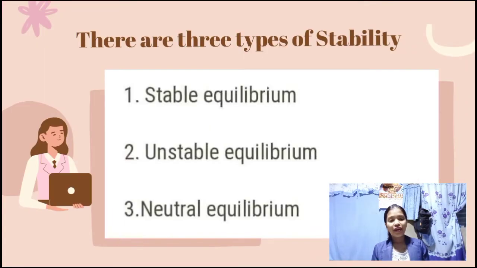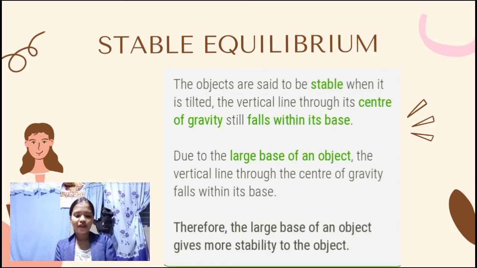Here there are three types of stability. The first one is stable equilibrium. The next one is unstable equilibrium. And the third one is neutral equilibrium. So now the definition of the stable equilibrium.